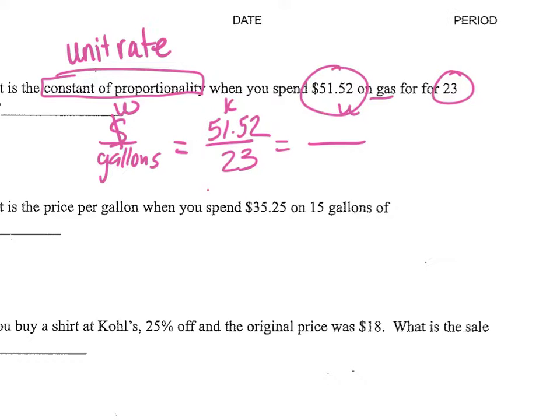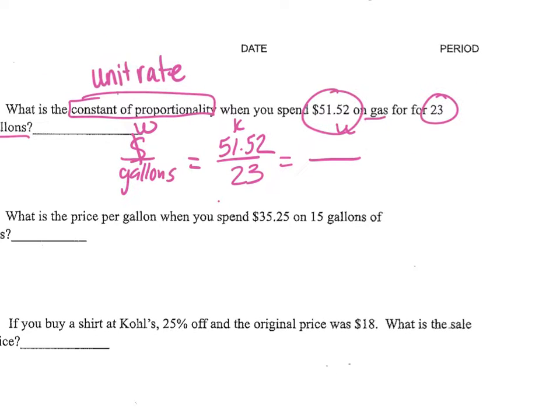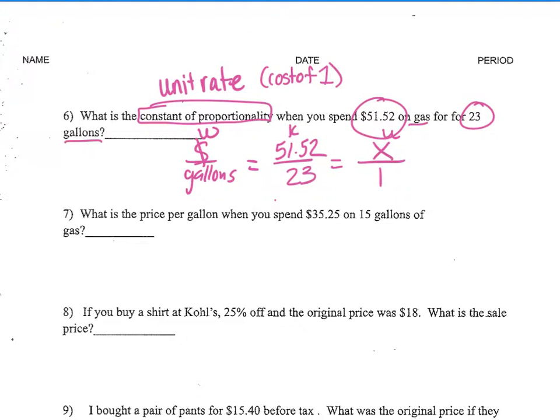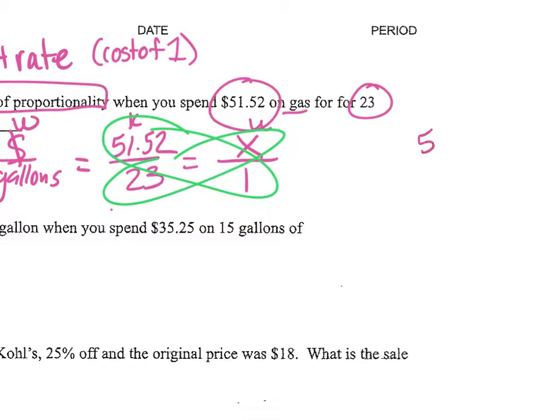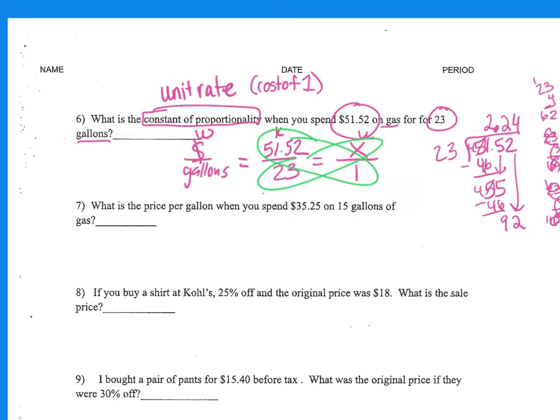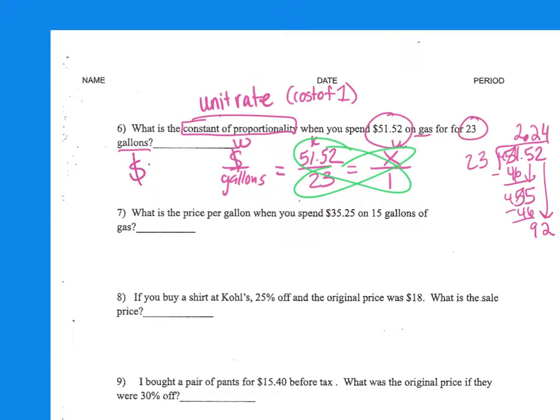If we're talking about constant of proportionality or unit rate, remember it's talking about the cost of 1. So I'm just going to put 1 on the bottom because I don't know what the price is for 1. So 51.52 divided by 23. So the constant of proportionality, the price per 1 gallon, is 2.24.